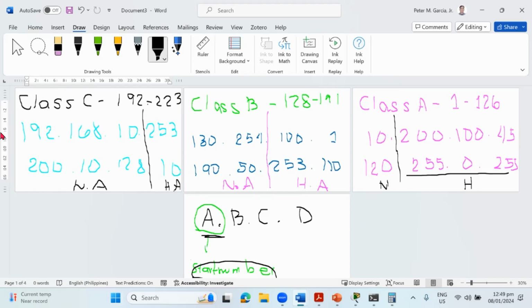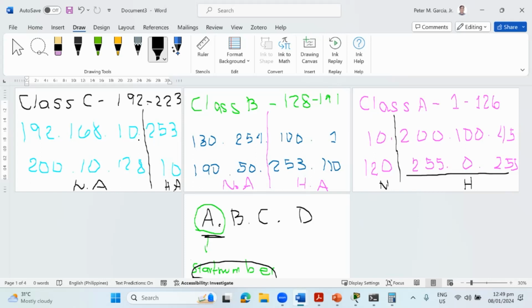Okay? So yan po. Class A, 1 to 126. Class B, 128 to 191. Class C, 192 to 223. So ganyan ang hatian natin. Class A, octet A for the network. Class B, octet A and B. So tatandaan nyo lang, pag class A, octet A. For class B hanggang octet B. For class C hanggang octet C ang mapupunta for the network.